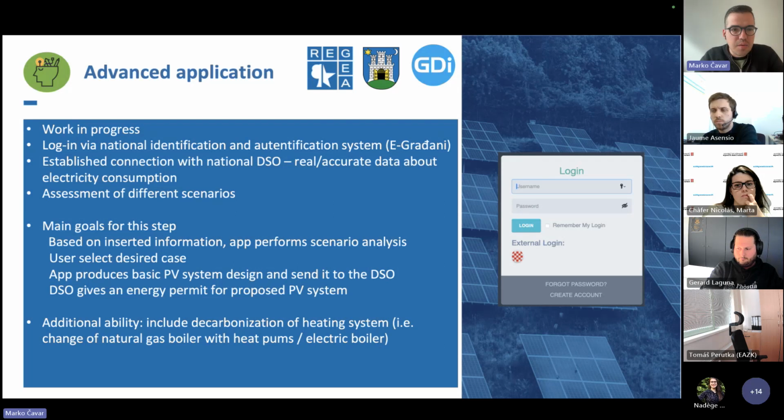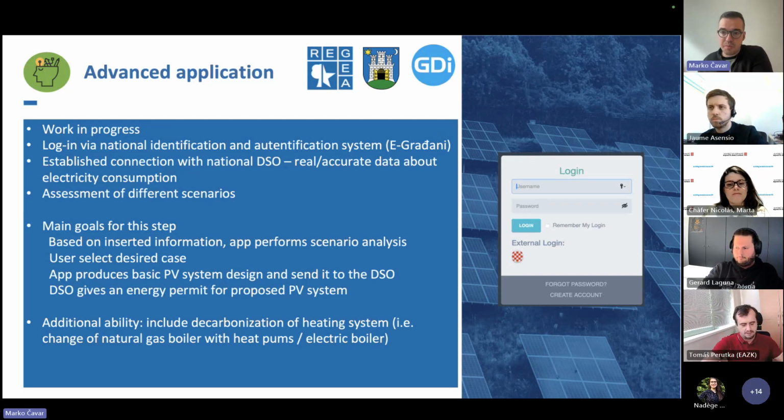The second one is that we established the connection with national DSO. In Croatia, we have only one. So you can get real accurate data about the electricity consumption in your building. You don't have to estimate something. You get informations about consumption and about the prices. And the third one is that we assess different scenarios.